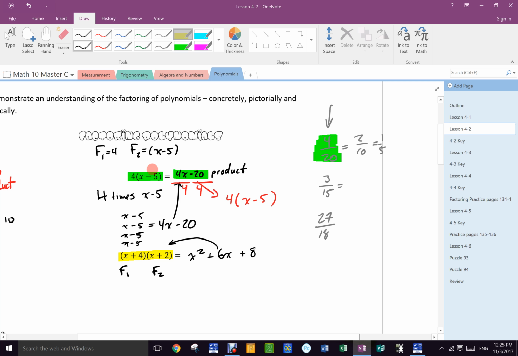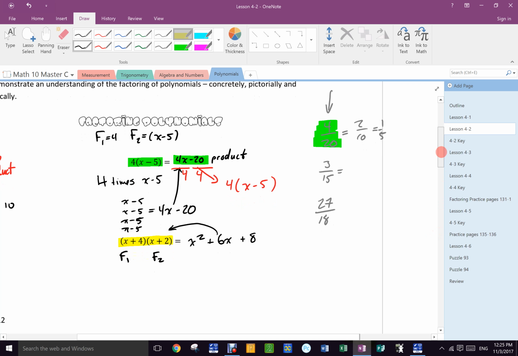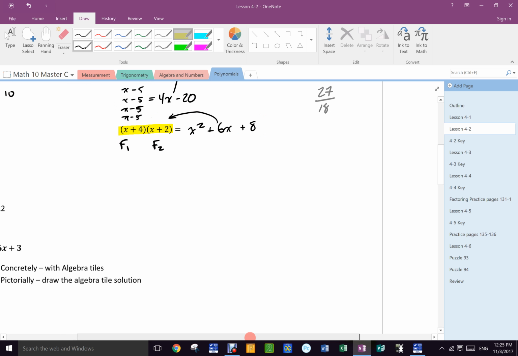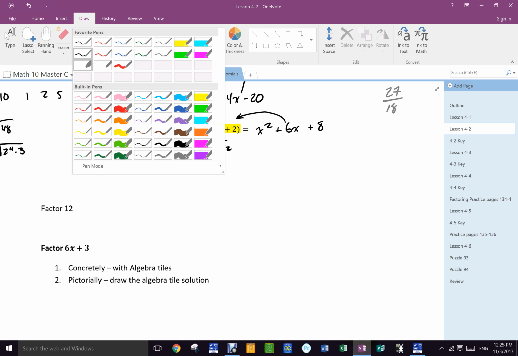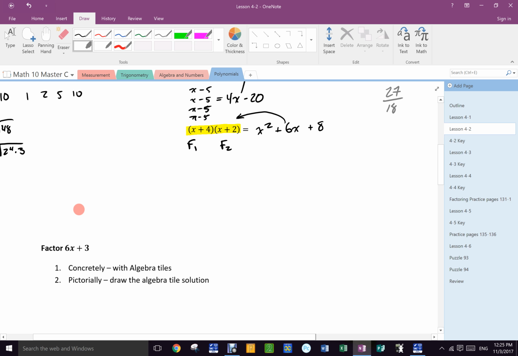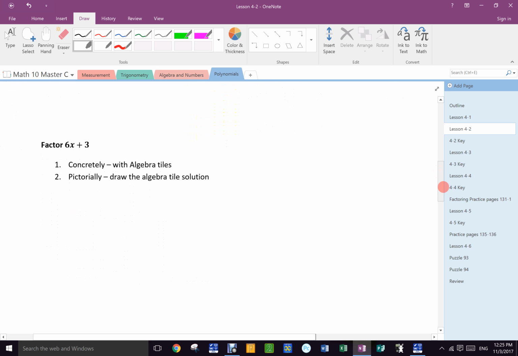Everybody cool? Okay, Riley. Of course you can. It's that time, isn't it? I don't know why that factor 12 is there. It shouldn't be. All right.